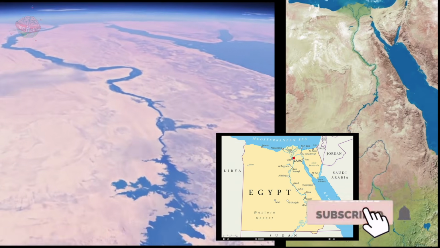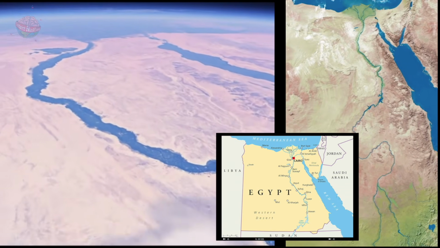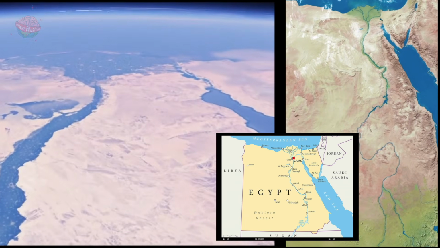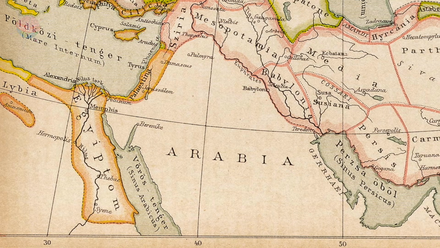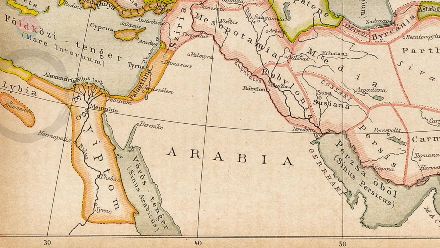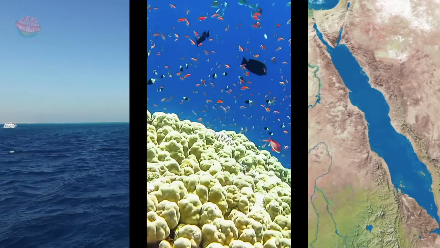Egypt is in northeast Africa. It is almost double the size of France and has an area of 386,662 square miles. In ancient times, it shared borders with Syria, Israel, Nubia, and Libya. To the north is the Mediterranean Sea, and to the east lies the Red Sea.